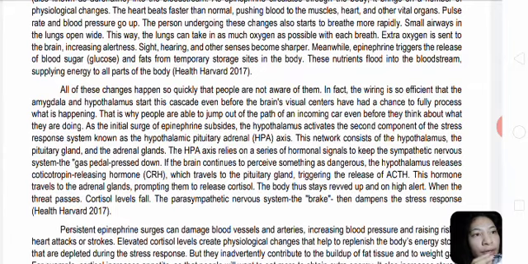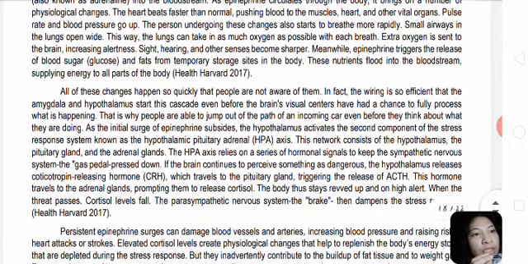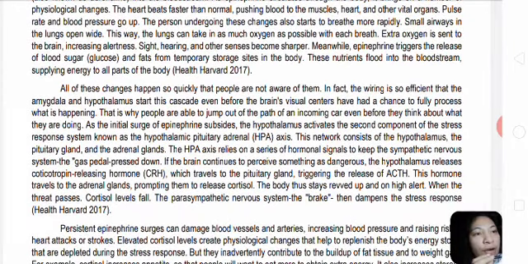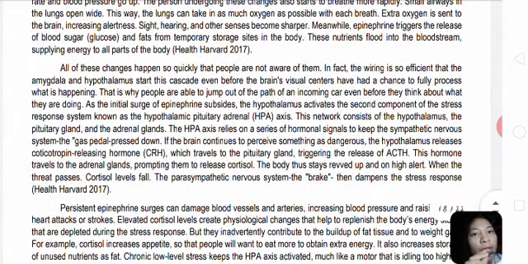In fact, the wiring is so efficient that the amygdala and hypothalamus start this cascade even before the brain's visual centers have had a chance to fully process what is happening. This is why people are able to jump out of the path of an incoming car even before they think about what they are doing.